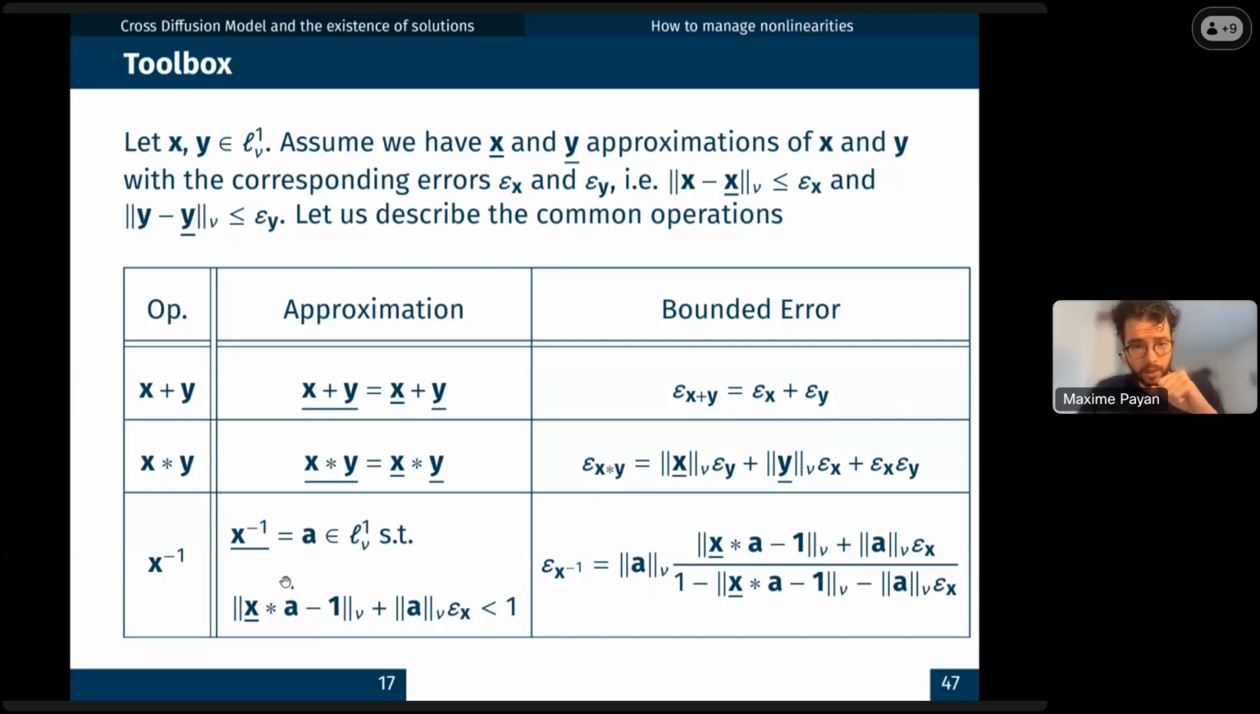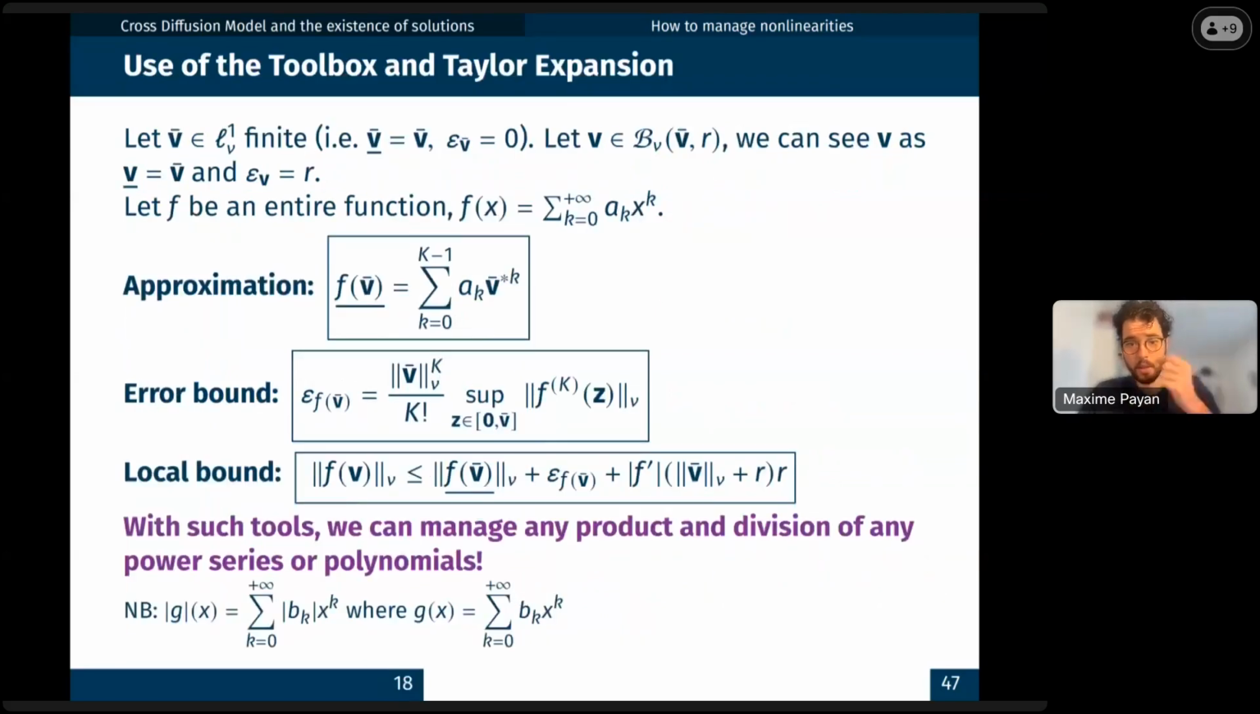And the last one is a little Neumann thing. If we have a vector A such that this inequality is satisfied, it means that X is invertible in the Banach space, and we have that A is not so far off X minus 1, and we have this error bound. So we put that together to get the answers to the two questions.